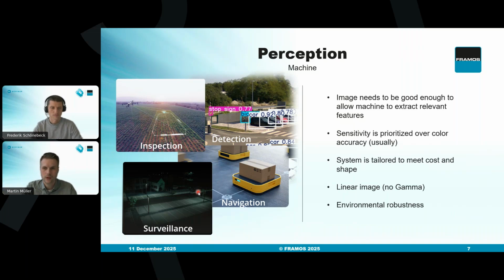Also, one very important thing is that usually the sensitivity is prioritized over the color accuracy. This is a major difference between consumer and industrial grade vision systems. So usually embedded systems are trimmed for sensitivity, so they want to have a good response even in low light situations. Also usually images are processed in the linear space, so no gamma is applied.